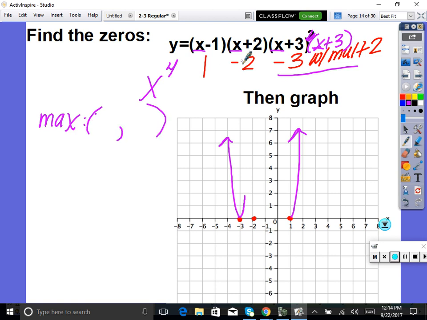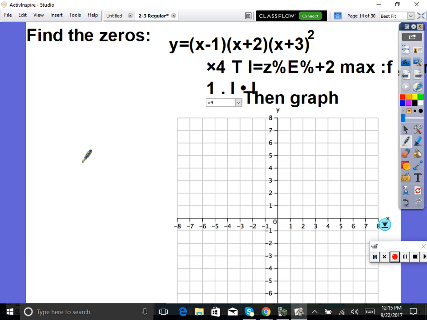So you would just type it in, hit second trace max, so then you know how far up to go. Then it's going to come down. I'm not going to do that right now. Then it's going to come down and cross through -2. And then when we need to find our min, you find your min so you could graph it as exact as possible.